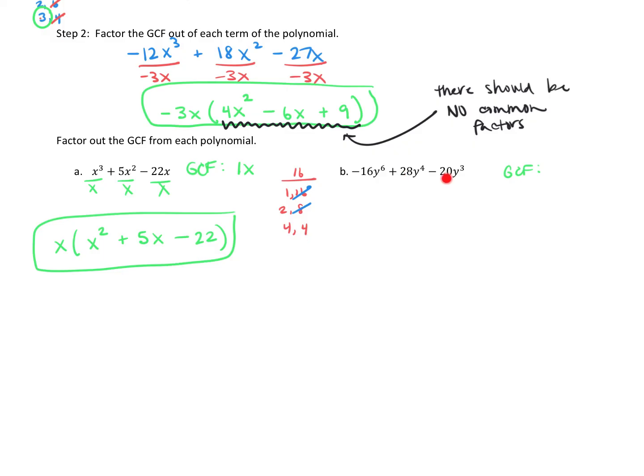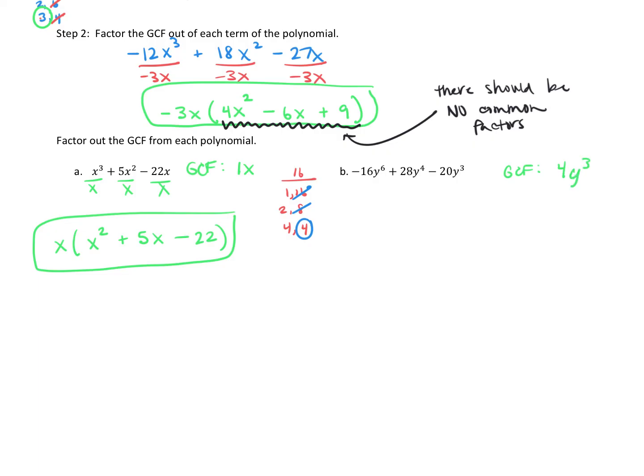Is 4 a factor of 20? It is. It fits in 5 times. So that tells us that 4 is the greatest factor that all three terms have in common. So our GCF is going to have a 4. And then look at our y's. Do all terms have y's? They do, so our GCF will have a y. Y to the 6th, y to the 4th, y to the 3rd. The smallest one, y to the 3rd, that's the most that they all have in common. This term does not have any more y's than that. So y to the 3rd.